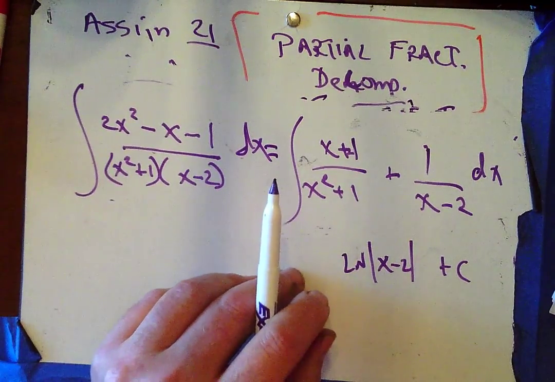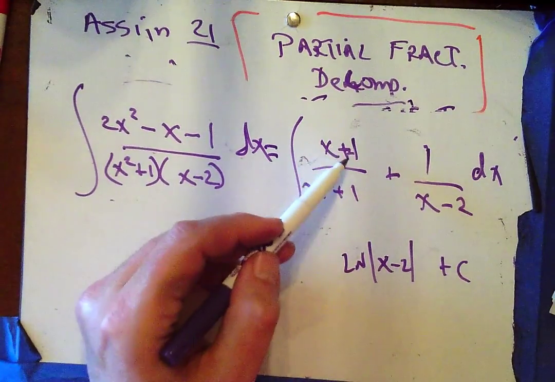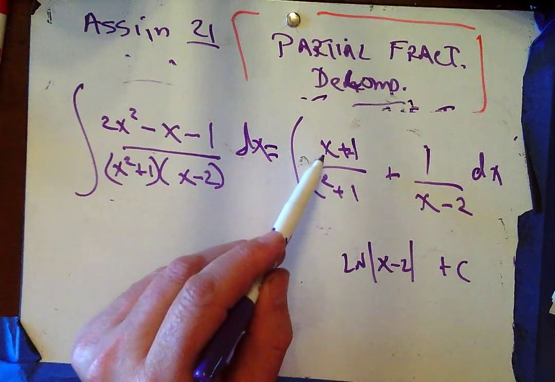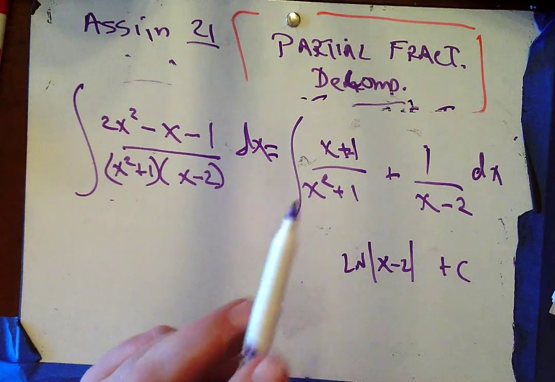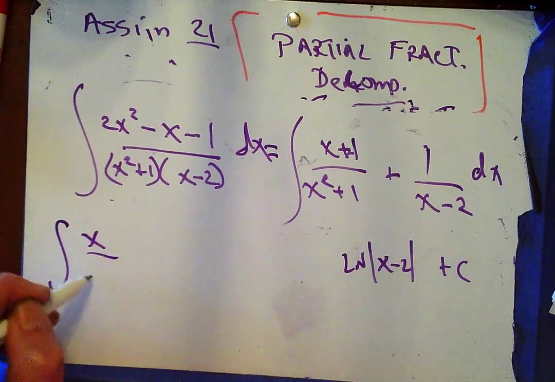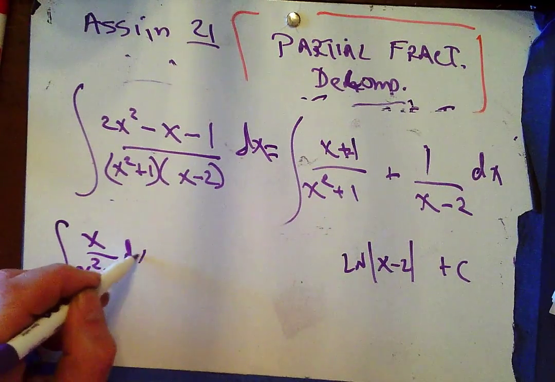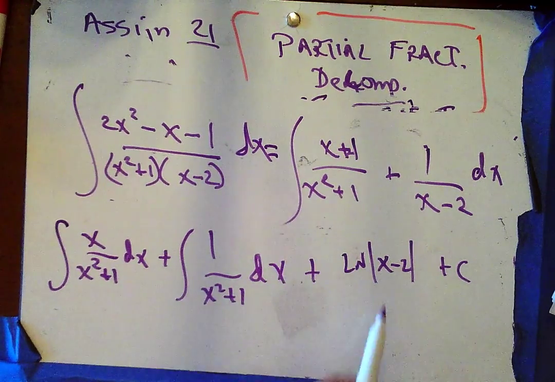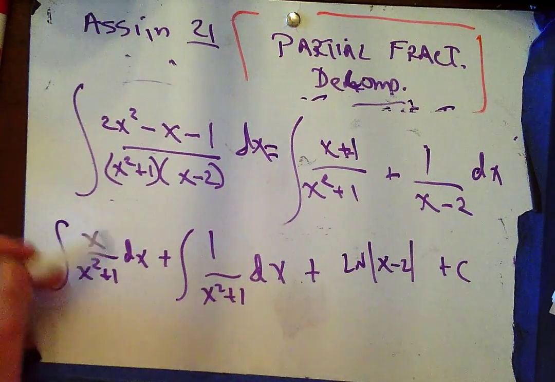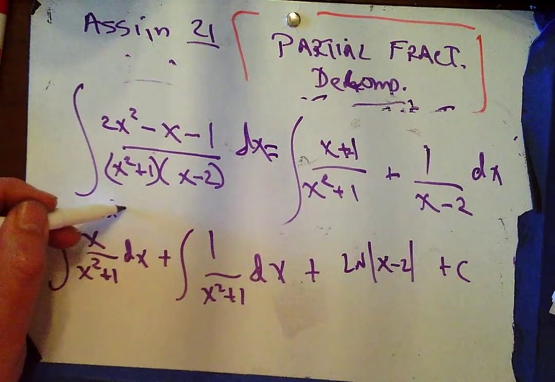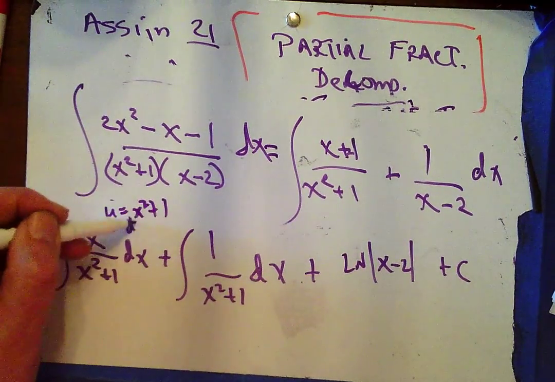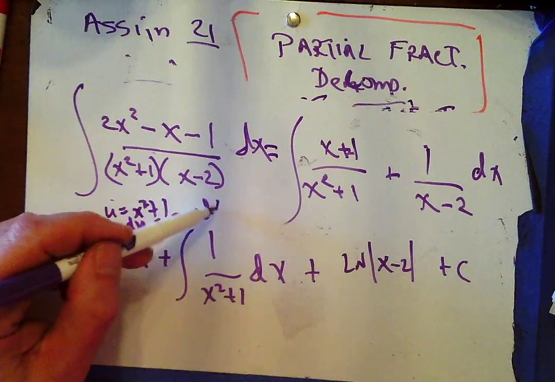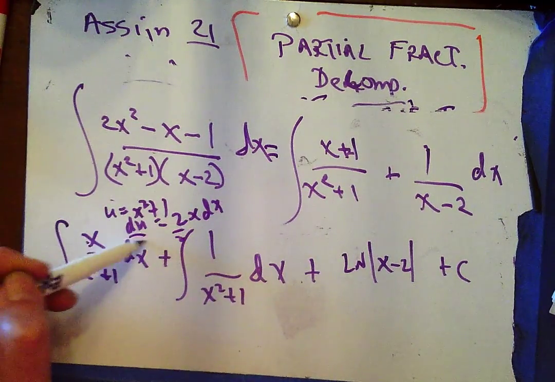Yeah, but what about over here? No, it's not inverse tangent because I have more than a 1 up there. No, it's not quite a u sub because I've got this. However, if I split that up into x over x squared plus 1 plus that, then yeah, this is a u sub where u is x squared plus 1. And so du is going to be 2x dx.